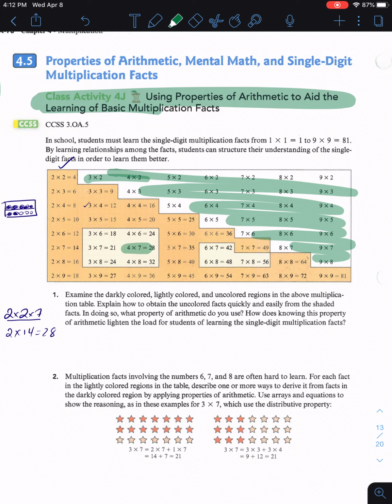3 times 6, you can think of different ways that you could do that. Maybe 2 times 6, right? 2 groups of 6 is 12, plus another 6 is 18. The same with 3 times 7. Some kids will say, let's do 3 groups of 5 and 3 more groups of 2. So 3 groups of 5 they know is 15, and 3 more groups of 2 is 6 more.